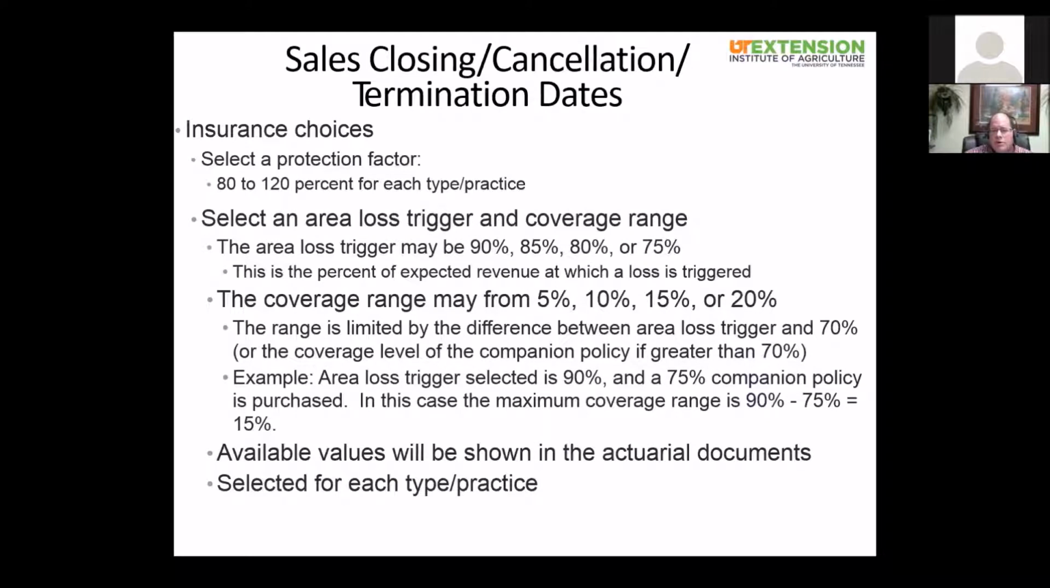Again, some insurance choices on this. You can select protection factor from 80 to 120%. You can select the area loss trigger and coverage range. The area loss triggers are 90% on down to 75%. And that's the percent of the expected revenue at which a loss is triggered. Now, in your coverage range, that can range from 5% to 20%. So that's where it started at 70%, goes up to 90%, and you can select that in 5% increments. Available values will be shown in the actuarial documents and then selected for each type of practice, like irrigation or non-irrigation.